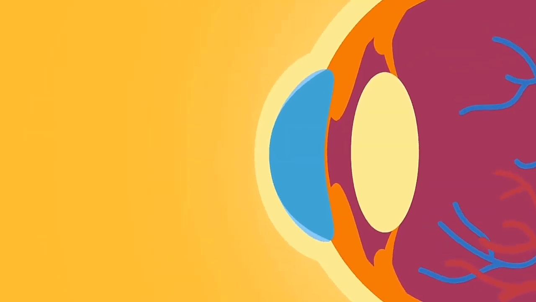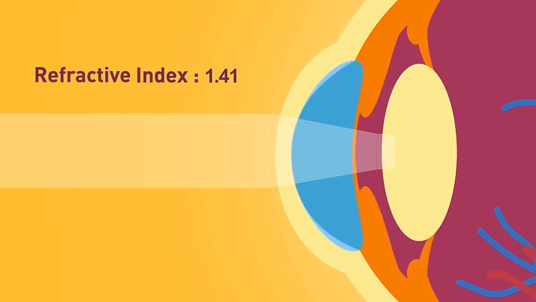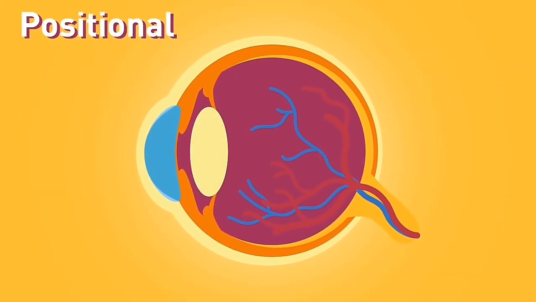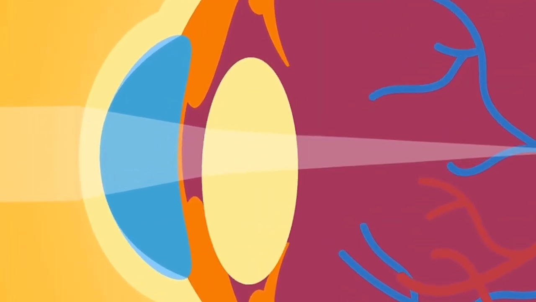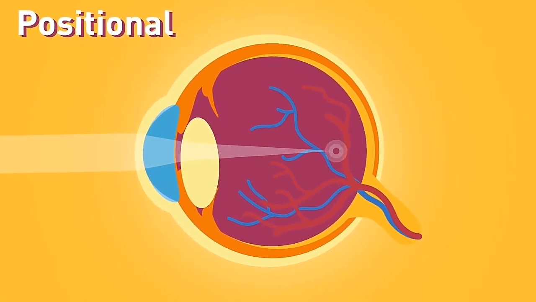Index: an increase in refractive index, i.e. the light bending, focusing power of the lens, for example in cataract. Positional: anterior displacement of the lens, e.g. after trauma. This again causes light rays to be focused in front of the retina.